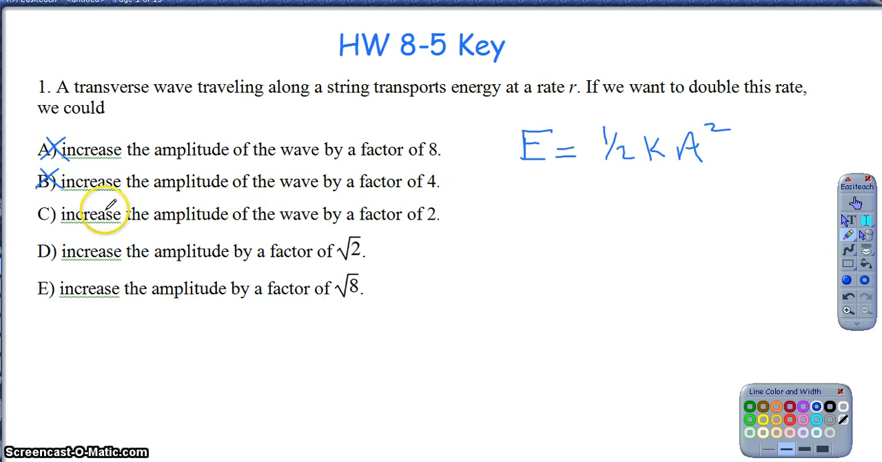4 times is still too big. Doubling it is still going to be 4 times as big. So the correct answer here is we're going to increase it by a factor of radical 2. That way when we end up squaring the amplitude, we actually get 2 times, right, 2a squared. So that would double the energy for us.